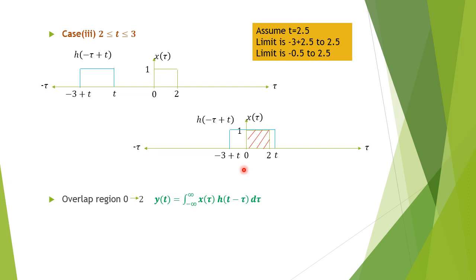Therefore, we can write the overlap region is 0 to 2 and y of t is equal to integral 0 to 2 d tau. Since here the amplitude value is equal to 1, we can write only d tau. Now we integrate it, d tau gives tau, then we apply the limit. So the answer is 2.